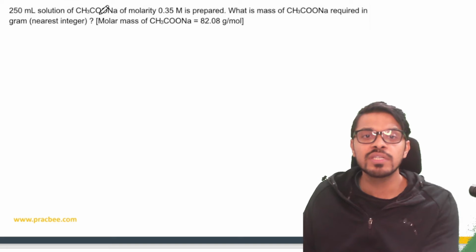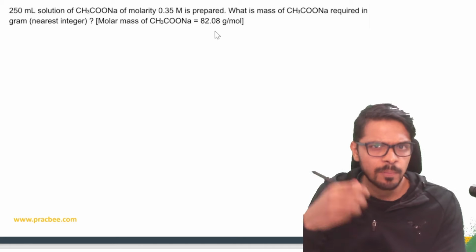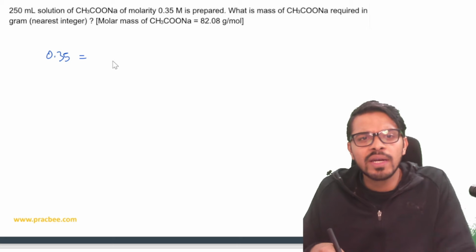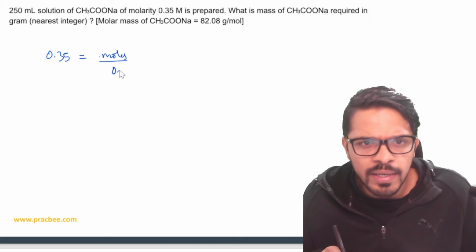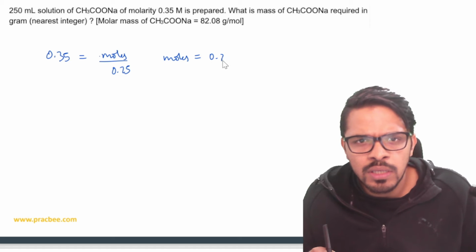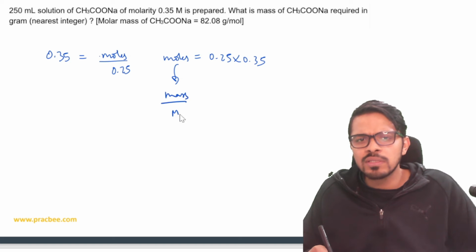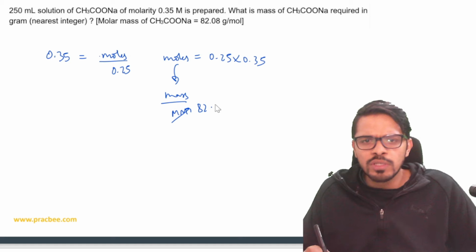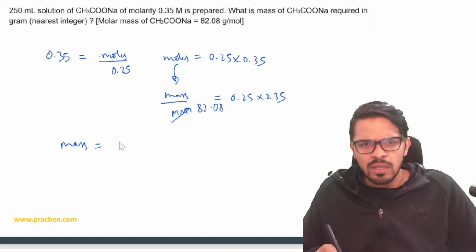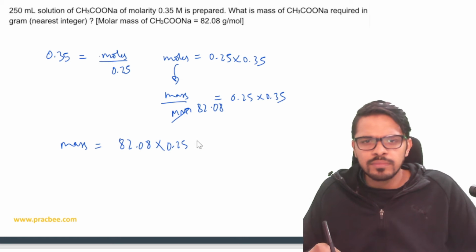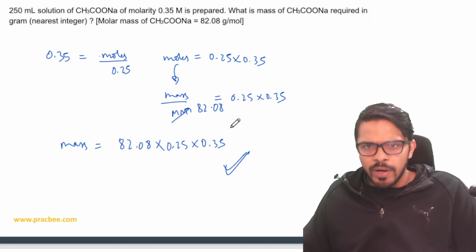Next question is 250 ml of CH3COONa of molarity 0.35 molar is prepared. What is the mass of CH3COONa required in gram? So we know molarity is 0.35 and molarity is moles by volume. So moles we are unaware of, so moles by volume in liters, which is 0.25. So moles would be 0.25 into 0.35, and for the mass of CH3COONa, moles is basically mass by molar mass, and it is given to us that this value is 82.08. Again, just a calculation question, so you can calculate the value of the mass. This is the mass of CH3COONa which is required. Moving on to the next question.